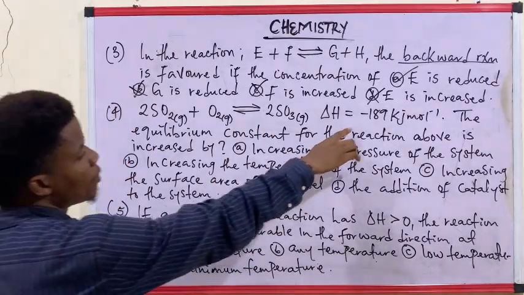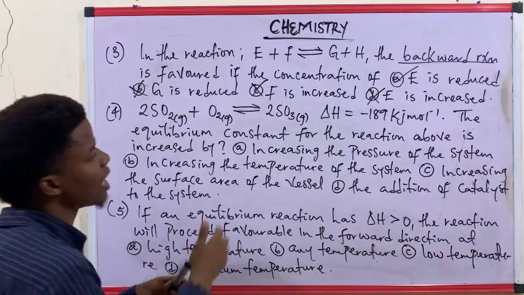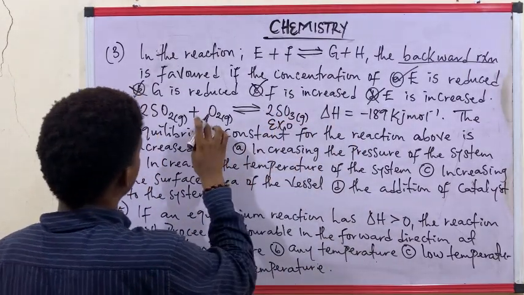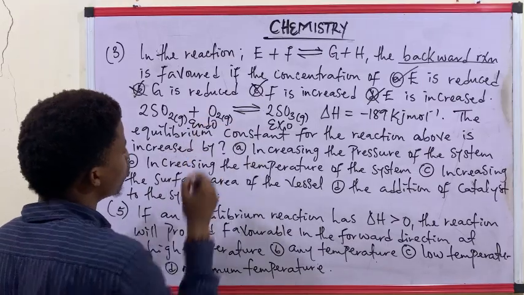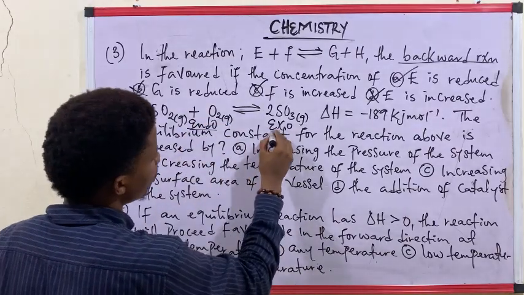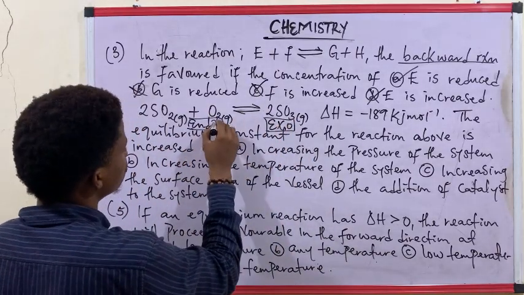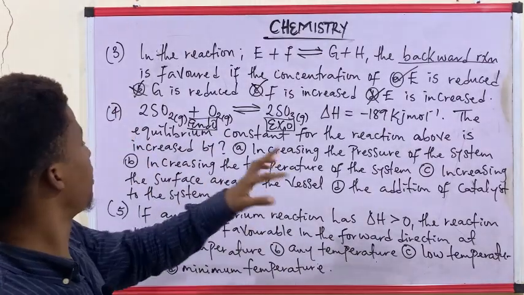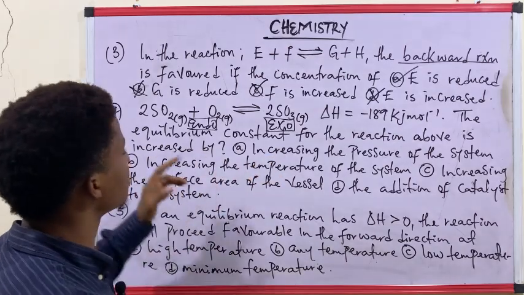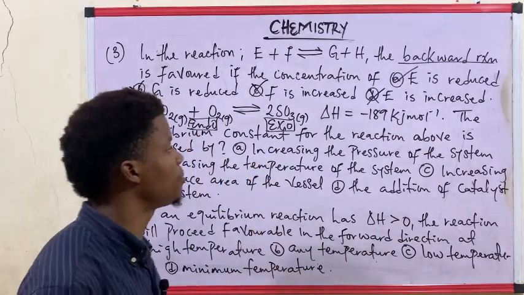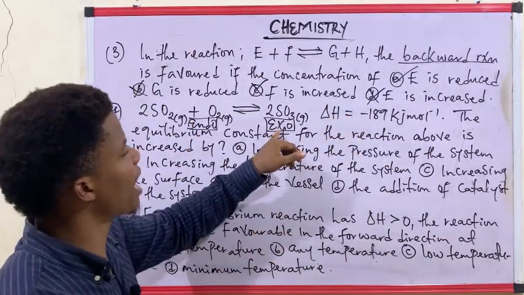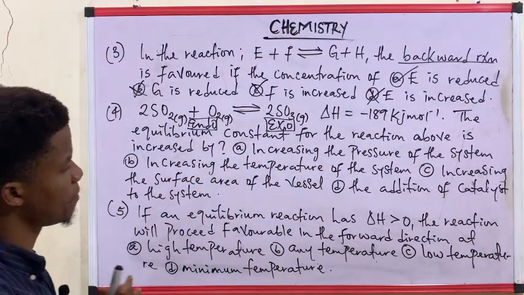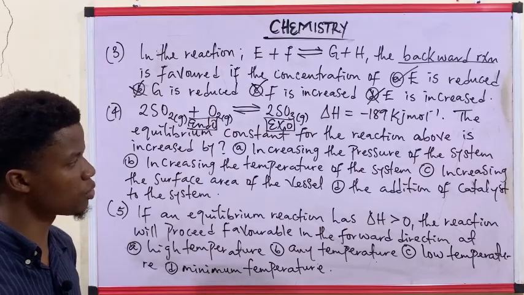So remember, delta H is minus 189. So that means minus. Therefore, our forward reaction is what? Exo. And our backward reaction is what? Endo. Okay? So endo and exo. The equilibrium constant for the reaction above is increased by, how will the equilibrium constant be increased for an exothermic reaction? So A, increasing the pressure of the system. Is it only increasing the pressure?